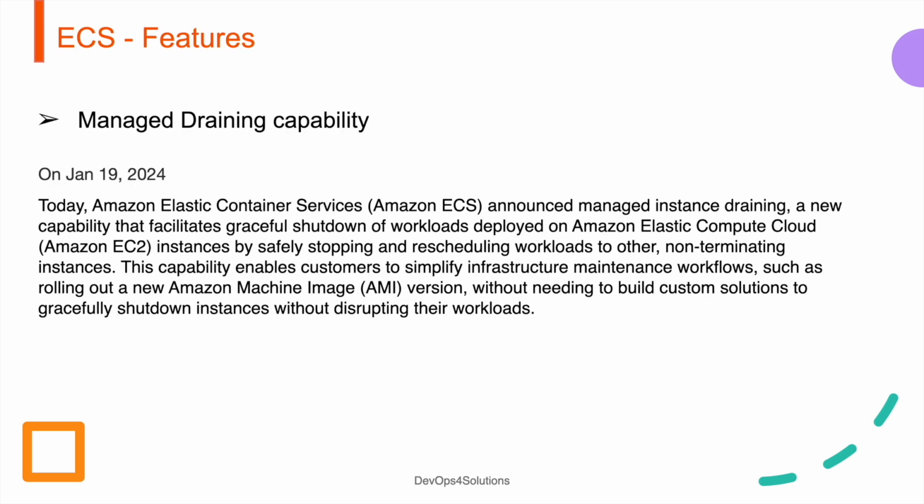Features. So ECS has a lot of features. The main important features, like managed draining capability. Recently AWS announced this managed instance draining. This capability basically ensures that you can gracefully shut down the EC2 instances by safely stopping and rescheduling all your workloads to the new EC2 instances.